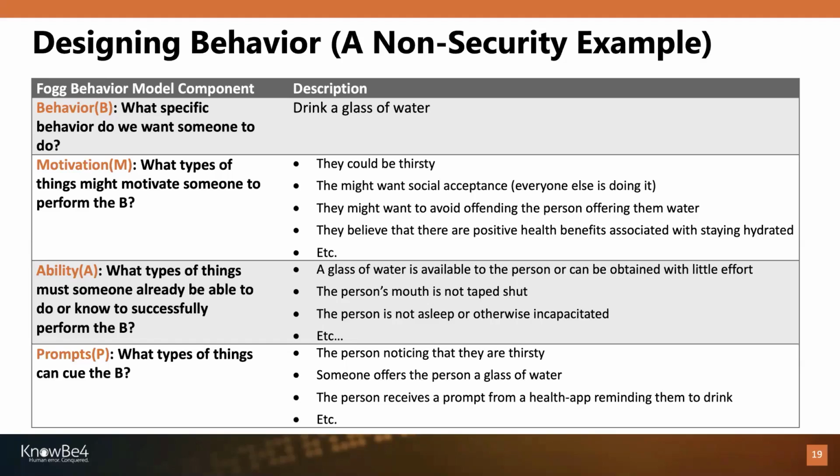So in ability, a glass of water has to be available or could be obtained with little effort. So you could have a glass of water in the room that they're in or in an adjacent room, but you can't have a glass of water a mile away. That starts to really decrease their ability. Well, the person's mouth can't be taped shut as well, and the person can't be asleep or otherwise incapacitated.